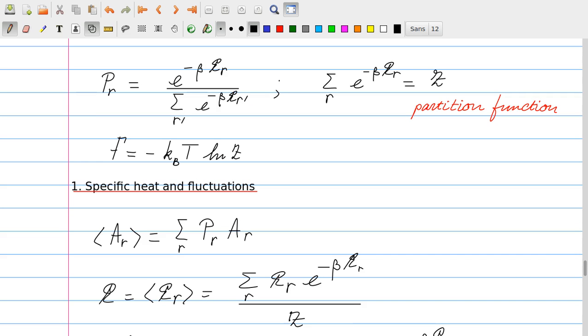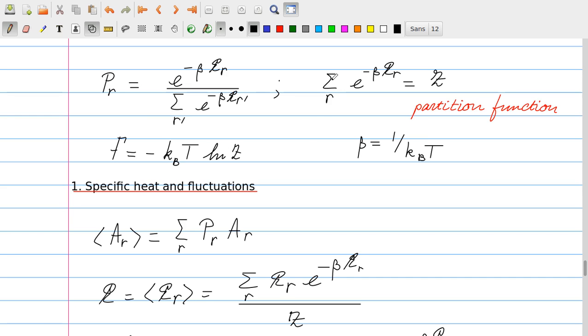Okay, so let's summarize what we have so far. We know that in the canonical ensemble, where we keep the temperature of the system constant, we have P_r is e to the power minus beta E_r, and beta is written as 1 over k_B T. And we need to normalize it by dividing over the sum of all the states, so this is the sum over r prime of e to the power minus beta E_r prime. And this denominator, which is in fact a normalization factor for the P_r, is the partition function.